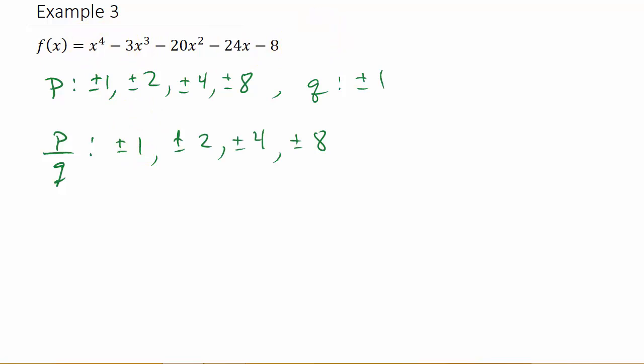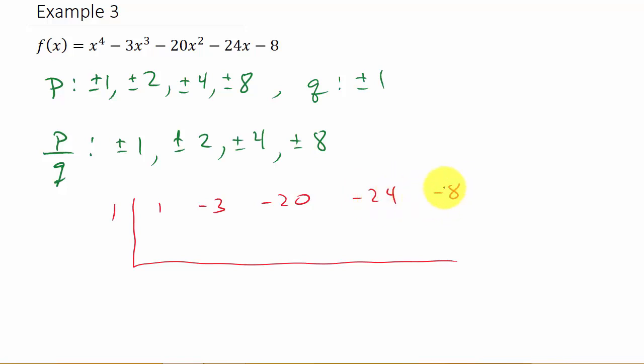Well, if you remember how to do this, you can do it with synthetic division. We're going to try +1. So that's 1, -3, -20, -24, and -8. When we do the synthetic division, and if you're at this point in your math class, you should know how to do synthetic division, if we get a remainder of 0, then that means 1 is a 0 of the function.